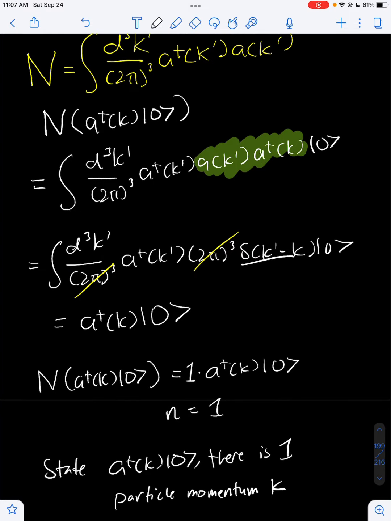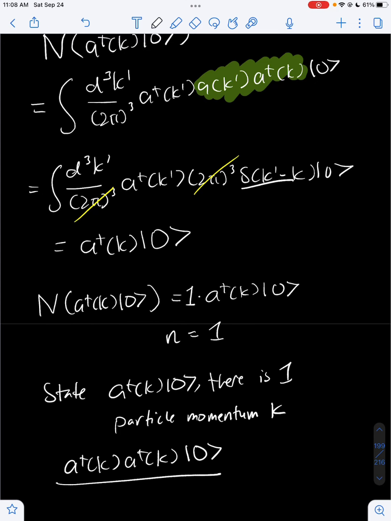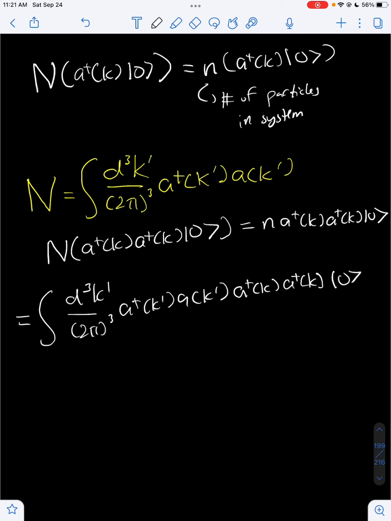So the number operator so far seems to actually be working, but what happens if we have A conjugate K acting on the vacuum state? What state does that give us? How many particles are in that state? Again, what we do is use the number operator, and we just act A conjugate K times the vacuum state onto the number operator, and we just see what we get as an output.